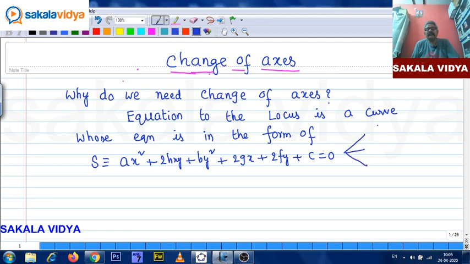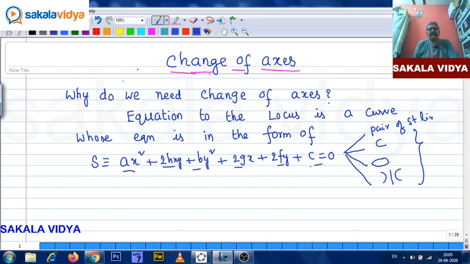So that means now, in order to study the properties of any curve, it may be a pair of straight lines, or parabola, or ellipse, or hyperbola, or rectangular hyperbola. In order to study the properties of these, this equation contains how many terms? 1, 2, 3, 4, 5, 6 terms it contains. So, as it contains 6 terms, it is somewhat difficult to study the properties of any curve.